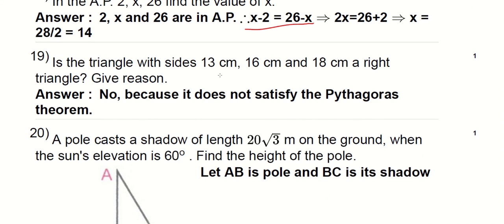A triangle has three sides given. Is it a right angle triangle? The rule is that the sum of squares of two sides equals the square of the third side. Check with the bigger side, which is 18. Find 18 squared, then 16 squared and 13 squared and add them. They are not equal, so the condition is not satisfied.